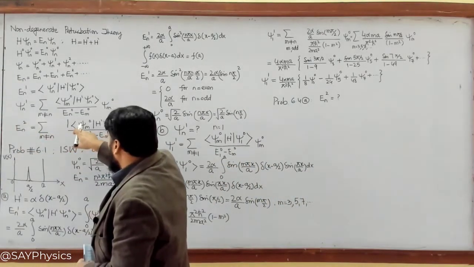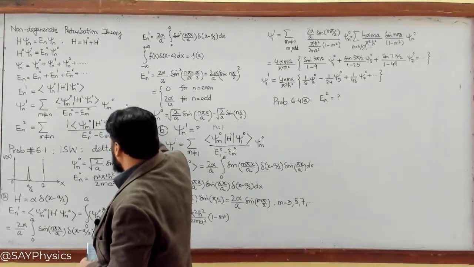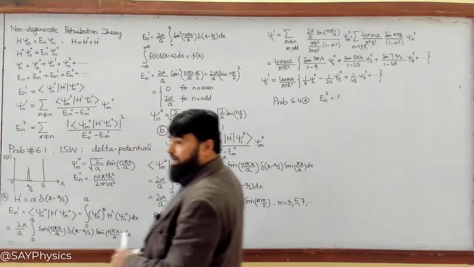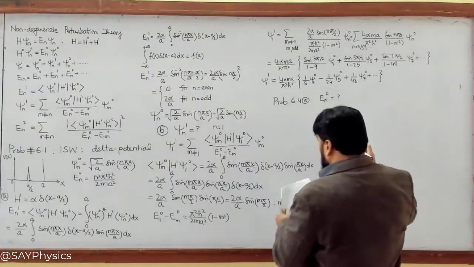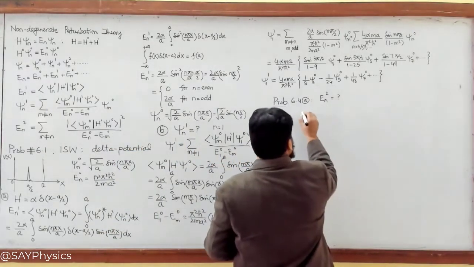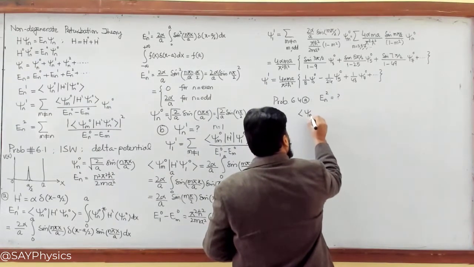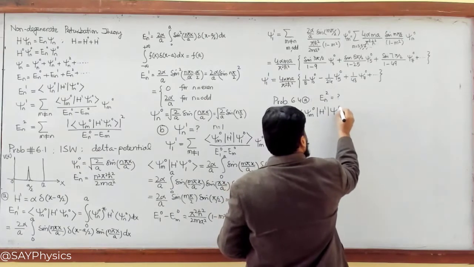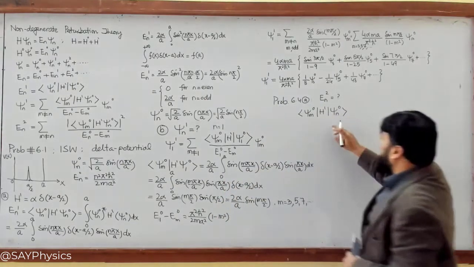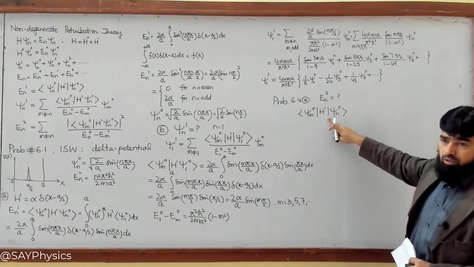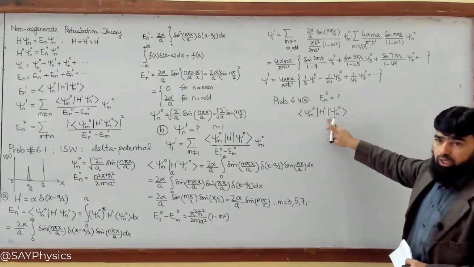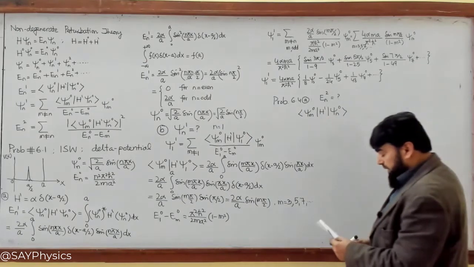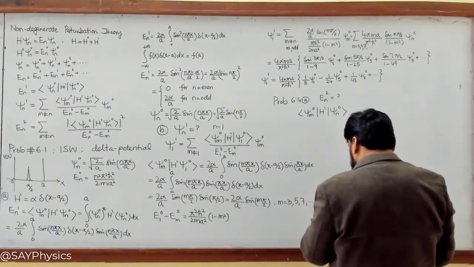Now here we have the equation. First we will calculate the numerator and then the denominator and divide them. So here the first one, let me calculate psi m0 H prime psi n0. Keep in mind that this symbol, the vertical line, whether you insert it or not makes no difference. Sometimes I do and sometimes I just leave it.